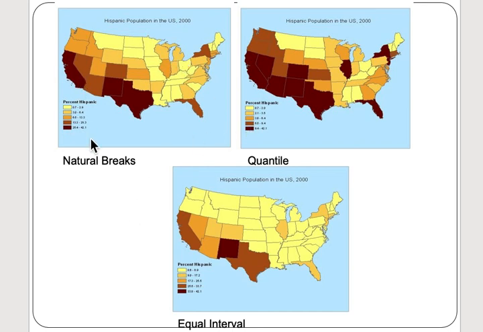When we look at these three maps using the different classification methods that we just reviewed, we could see the quantile looks different from the equal interval map. Here, for example, showing Florida, higher Hispanic population, showing the quantile method compared to the equal interval. In equal interval, the Hispanic population looks different. So even though it's the same data set, it appears different because of the different classification method.